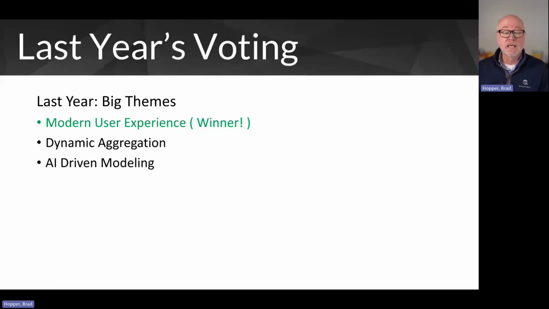And we looked at the modern user experience. We looked at some examples of modern BI technology, some other modern tools and IDEs and so on. We talked about dynamic aggregation. And then we also talked about AI-driven modeling. You can see in the green font here, and I also labeled it, the modern user experience was the winner. However, it was pretty close. It won by 2 votes, I think, or something along those lines.